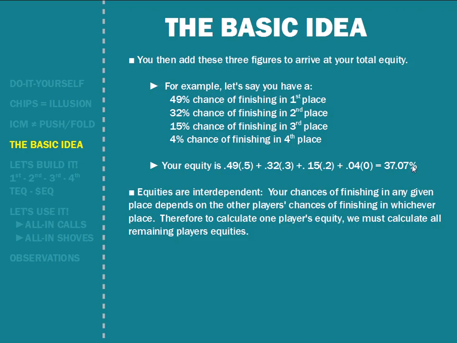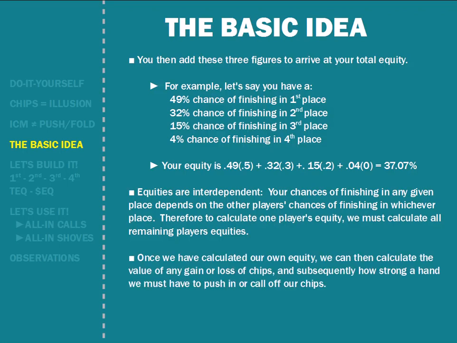So one other thing to note is that equities are interdependent. Your chances of finishing in any given place depend on the other players' chances of finishing in whichever place. So therefore, to calculate one player's equity, ultimately we have to calculate all the remaining players' equity. So once we've actually calculated our equity, we can then calculate the value of any gain or loss of chips, right?